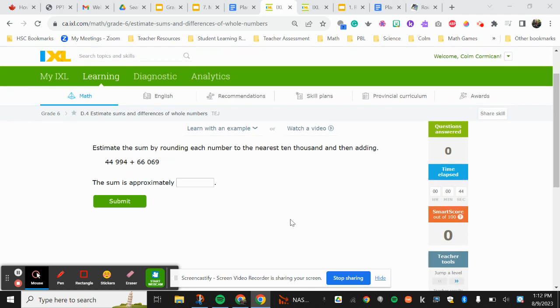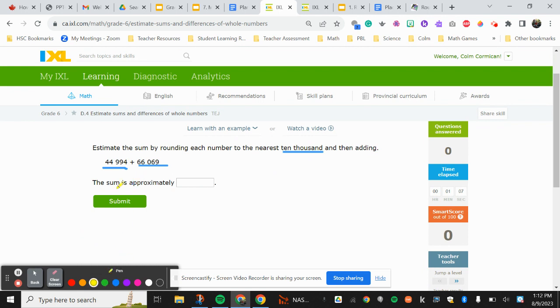Okay, so we're going to look at some questions here. This question asks us to estimate the sum by rounding each number to the nearest 10,000 and then adding. So with the question instructions clearly laid out, we have to round each number to the nearest 10,000 and then add.